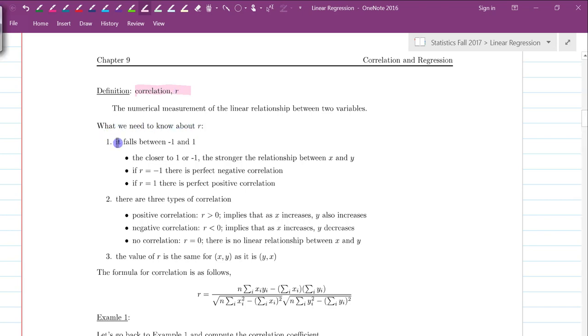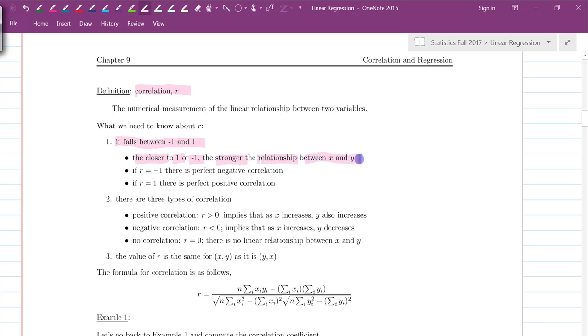It falls between the numbers -1 and 1. If you calculate R and it is less than -1 or greater than +1, you have made a mistake. It's bounded by -1 and +1. Okay? The closer R is to 1 or -1, the stronger the relationship is between X and Y.